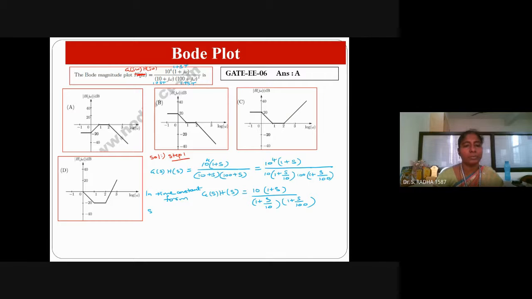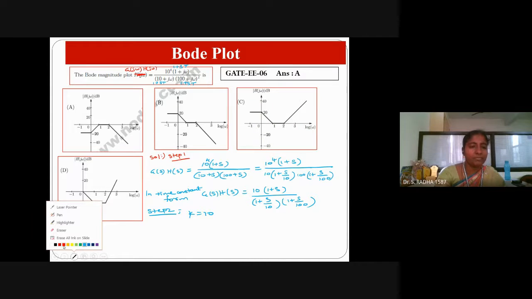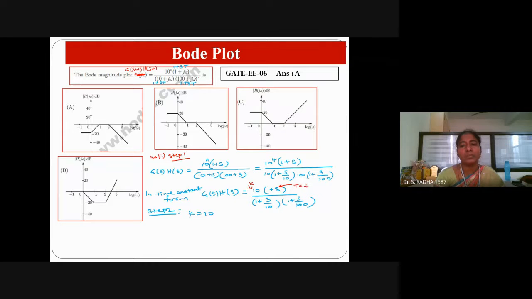Now we go to step 2. The numerator is giving the K value, which is 10. Then, for the corner frequencies, T is nothing but 1 by ω. Here it is 1, here it is 1 by 10, and here it is 1 by 100. So the corner frequencies are 1, 0.1, and 0.01.